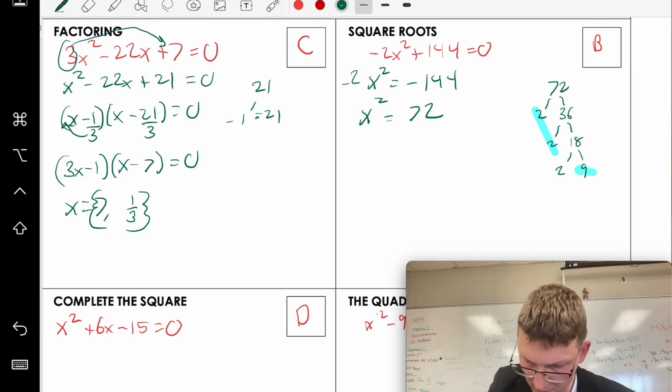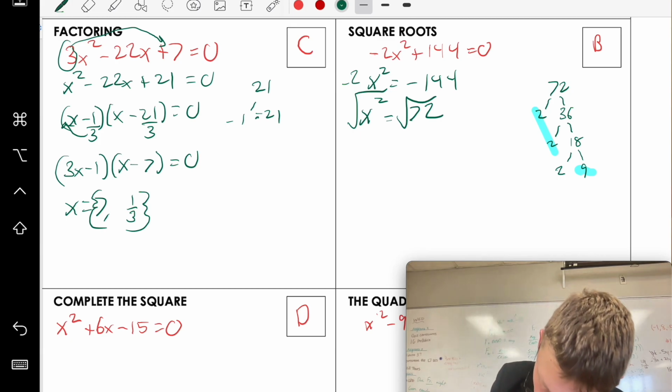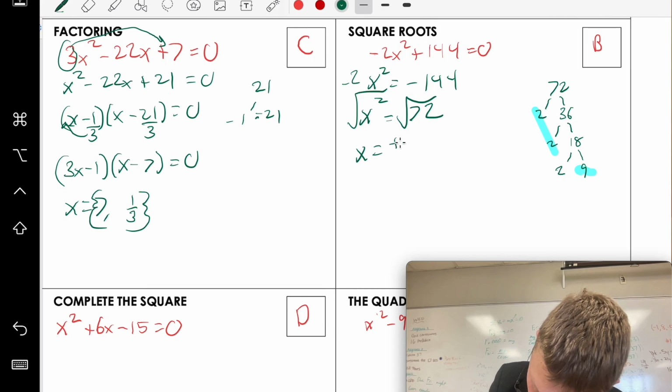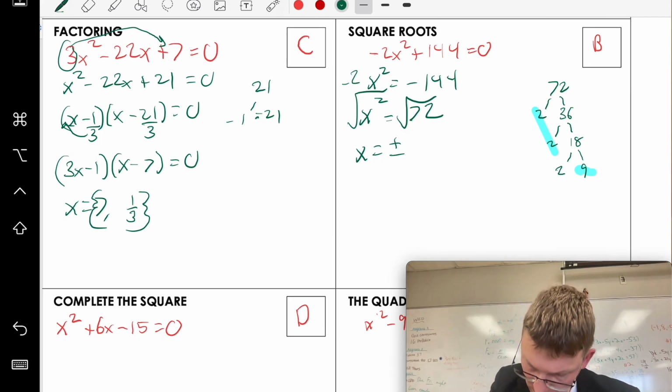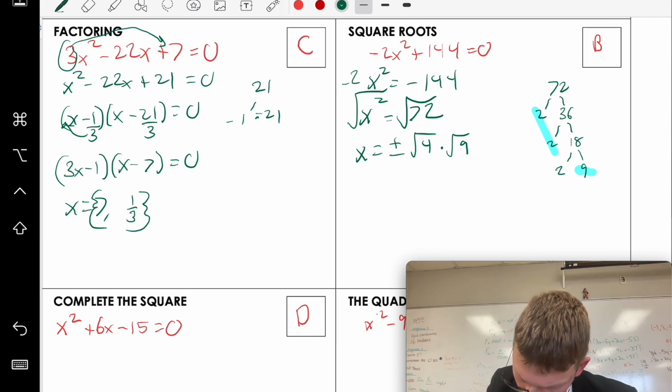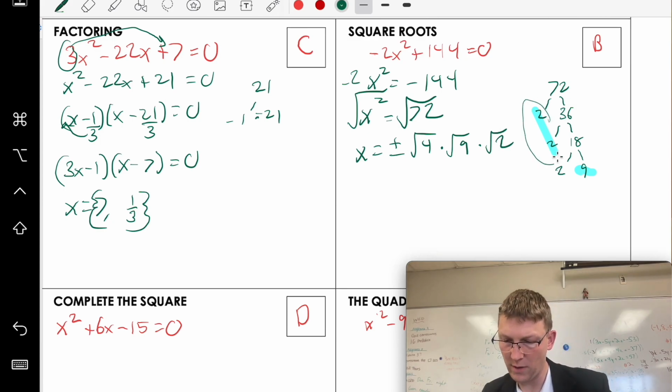Well, anyway, we are going to square root both problems. I got a little ahead of myself. We're going to square root both sides. So that means we're going to have x equals plus or minus. And here's where that factoring tree helps. We're going to rewrite square root of 72 into square root of 4 times square root of 9 times square root of 2. So here's my 4, here's my 2, here's my 9.